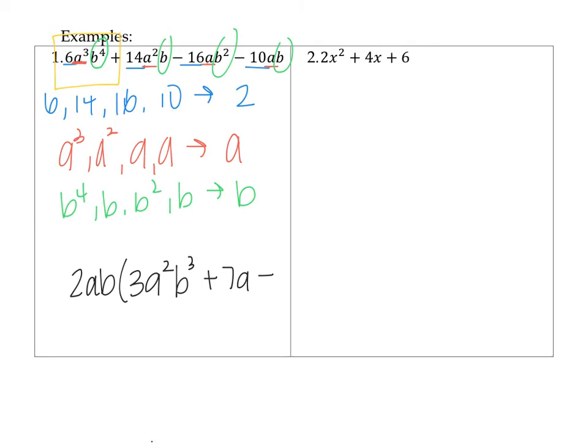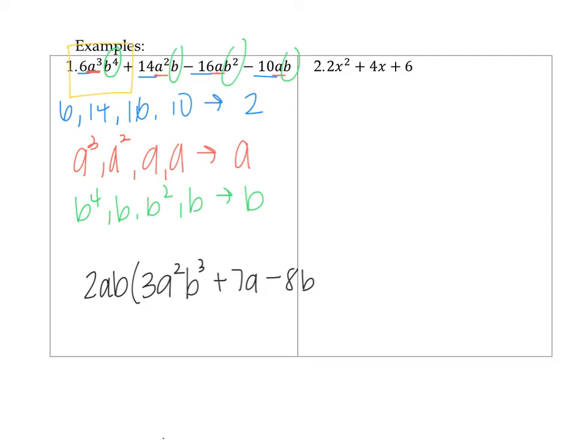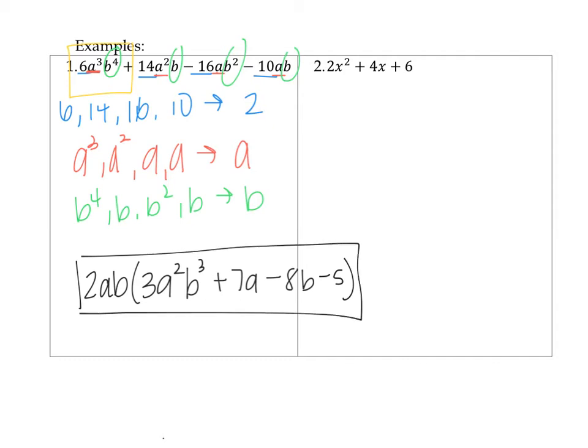And then we've got minus 16 divided by 2, which is 8. A divided by a, those cancel out. B squared divided by b is b. And then last, our negative 10ab. Well, we pulled both the a and the b component out, so we just need to worry about the negative 10 divided by 2, which will get us negative 5. Close your parentheses. This is your final answer for our example problem 1.